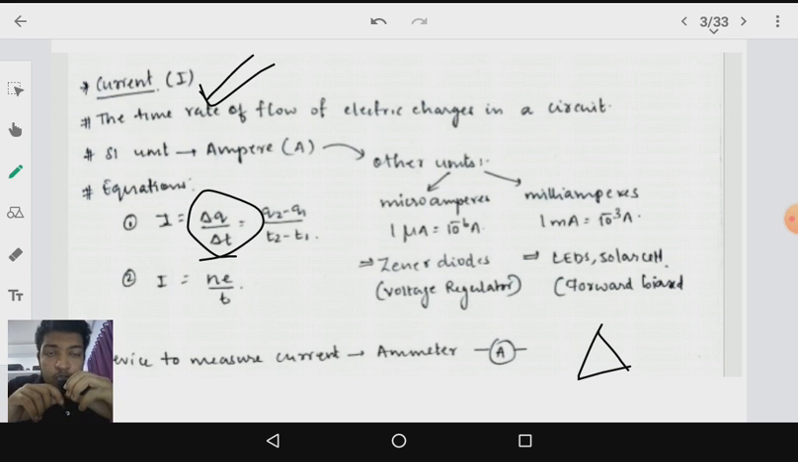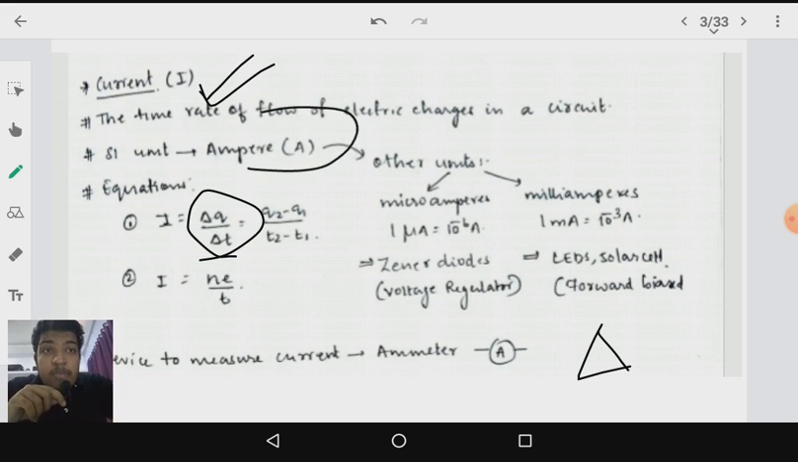So let us assume that at a particular time t1 the charge is q1, and at a time t2 the charge is q2. Then the change in charge, that is q2 minus q1, divided by the change in time, that is t2 minus t1, is going to be the current. So I is equal to q2 minus q1 divided by t2 minus t1. Or another equation is Ne divided by T, because we know that Q is equal to Ne.